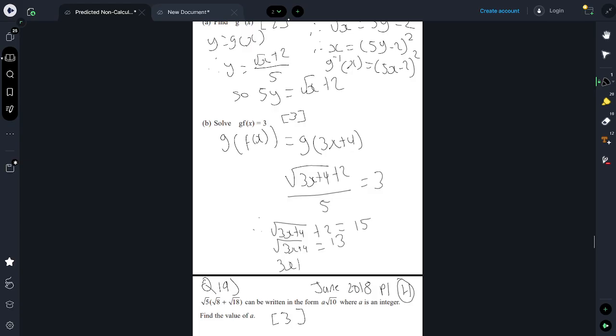Then you want to square both sides to get rid of the square root. That's 13 squared, and 13 squared is 169. Just a little note there: 13 times 13 is 169. If you're unsure, just do a quick long multiplication. I'm not going to do it here, but that's how you can work it out if you're stuck.